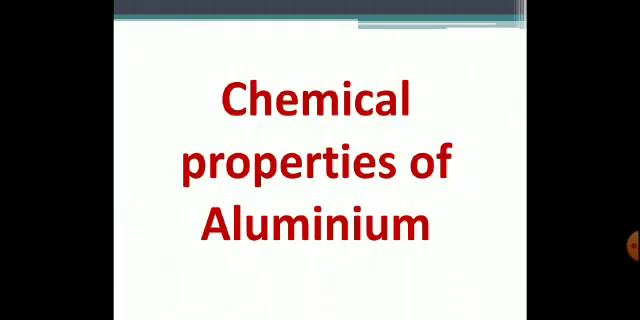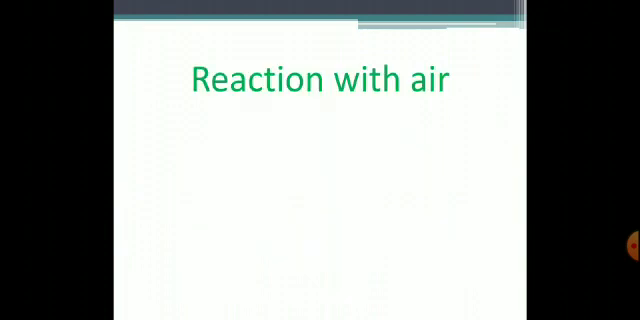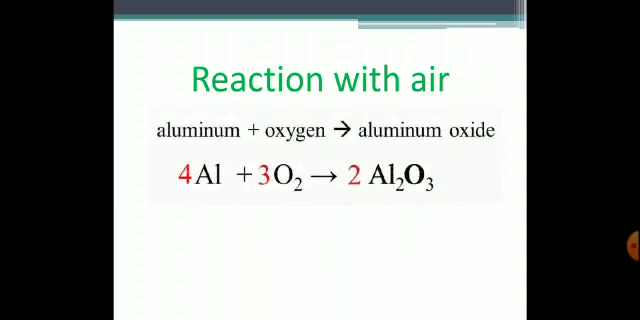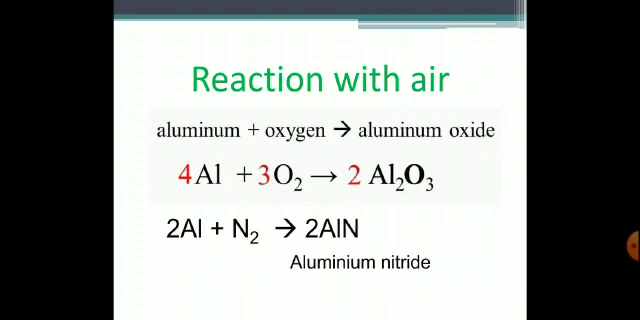Next, chemical properties of aluminium. How is aluminium reactive with other compounds? Let us see the chemical properties of aluminium one by one. First, reaction with air. Aluminium is not affected by dry air, but if aluminium is heated strongly in air at 800 degrees Celsius, it burns with a brilliant white light to form Al2O3. Similarly, in air we have nitrogen. So aluminium, when combined with nitrogen, forms aluminium nitride.